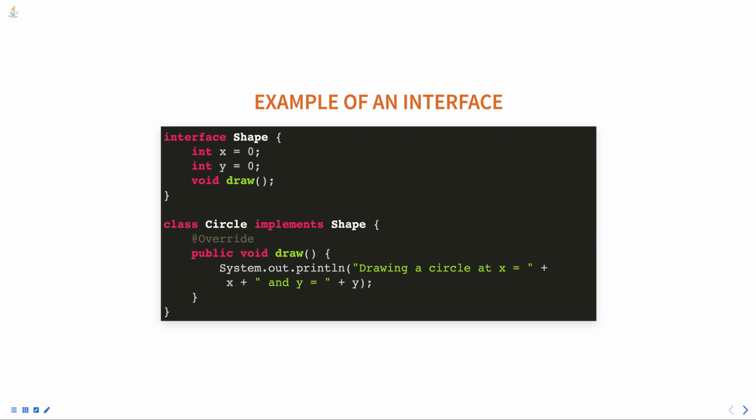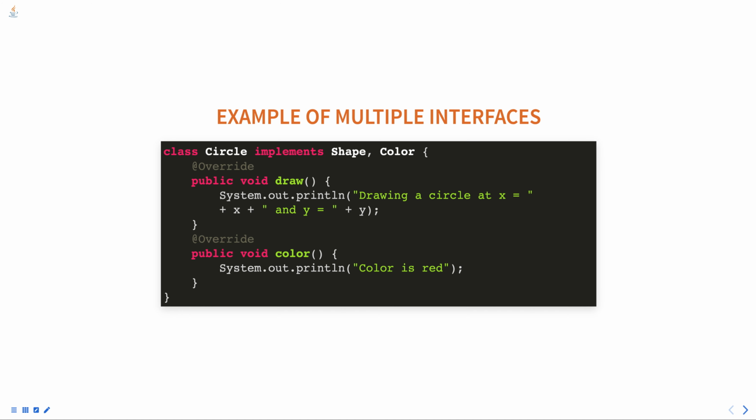In this example, the shape interface defines an abstract method, draw, and two constant variables x and y. The circle class implements the shape interface and provides an implementation for the draw method. A class can implement multiple interfaces. For example, in this example, the class circle is implementing two interfaces, shape and color.